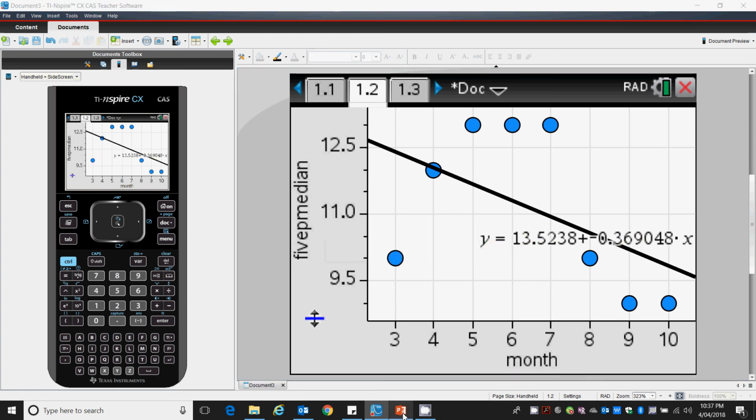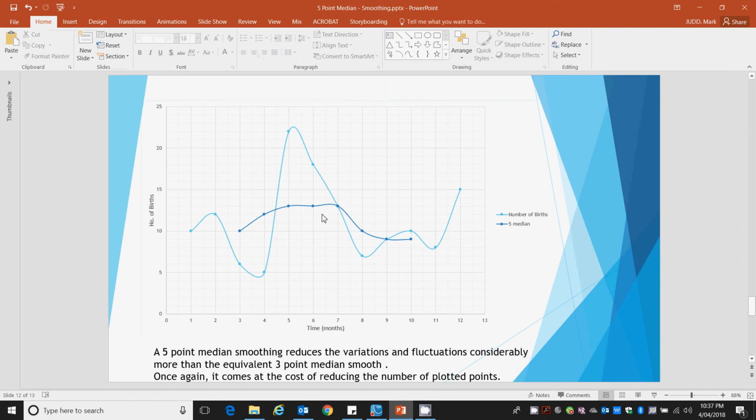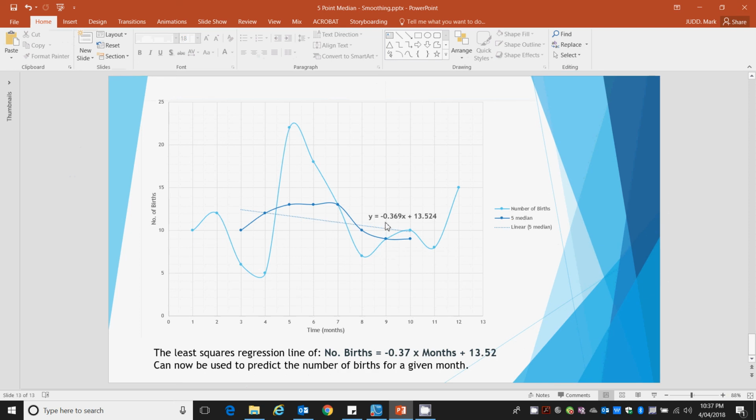If I go back and check that, in the data I have here, there's our smoothing. Let's have a look at our 5-point median smooth. And the graph we have, again, is minus 0.369x plus 13.524. There's a generally downhill trend here, a negative trend, hence the negative gradient. So when we write this as a least squares regression, we say the number of births, using a 5-point median smoothing, is negative 0.37 times the time code for months plus 13.52.